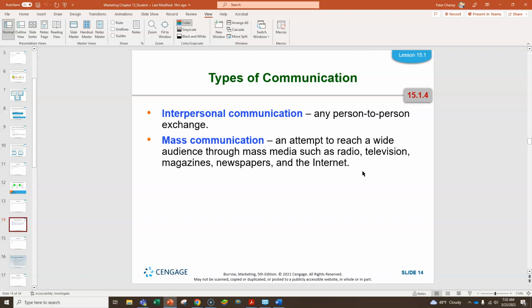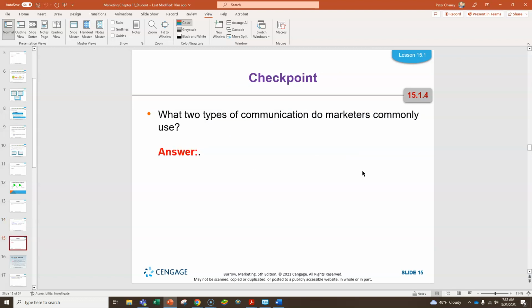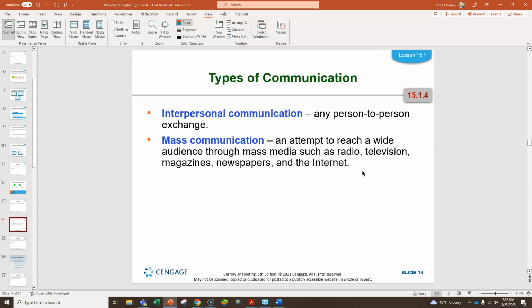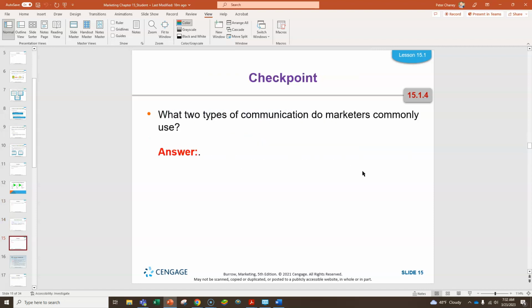They come to your door, they have a product, you were talking one-on-one, and there's an exchange of product and money. Or there's mass communication, an attempt to reach a wide audience through mass media like radio, television, magazine, newspapers, and the internet. Okay, and our question will have something to do with those types of communication right there.